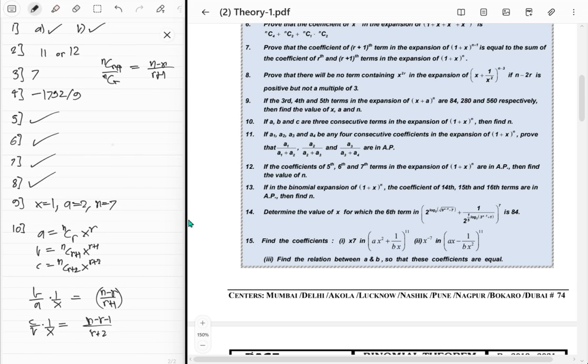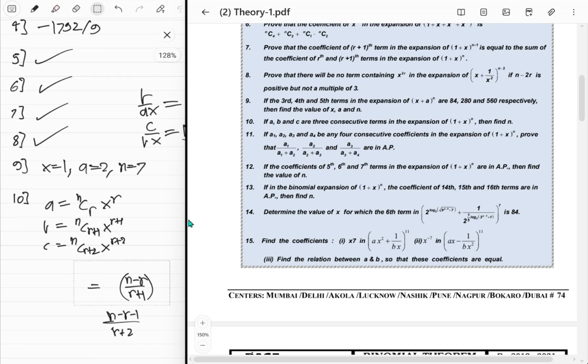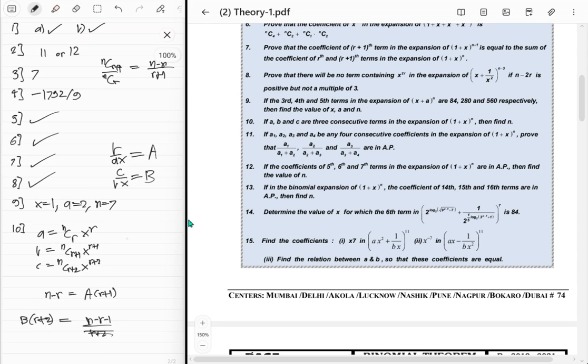Let's say b upon ax, we'll call this capital A, and c upon bx we'll call this capital P. So these two equations will be different now. This will be n minus r is equal to capital A times r plus 1, and P times all of that stuff, r plus 2. At this point, let's just say r plus 1 is, I don't know, n, right?